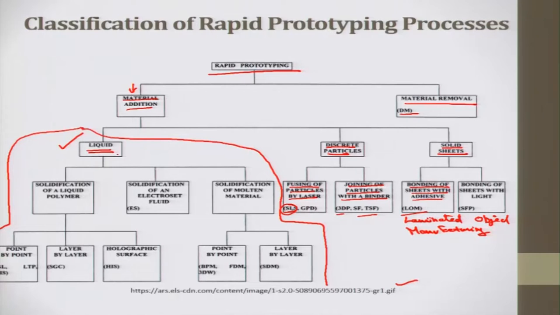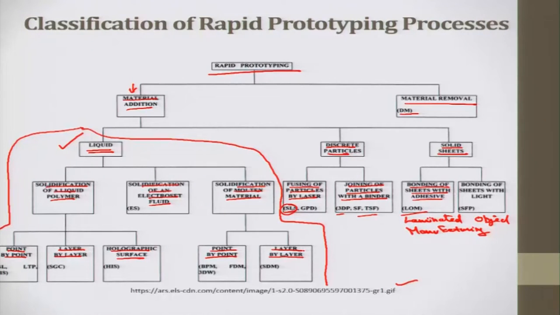In liquid raw material, specifically, the solidification of a liquid polymer is one classification. Another way is solidification of an electroset fluid, then solidification of a molten material. Molten material solidifies just when temperature comes down to its melting point. In solidification of liquid polymer, once we heat the material, it is cured. Cured means it solidifies. Point by point processes are there, layer by layer processes are there, and holographic processes are there, and in this also point by point and layer by layer processes are there.